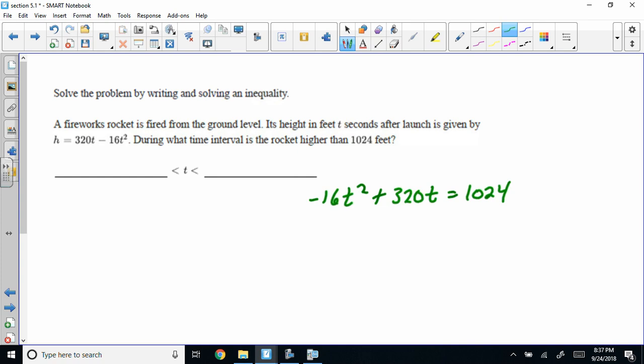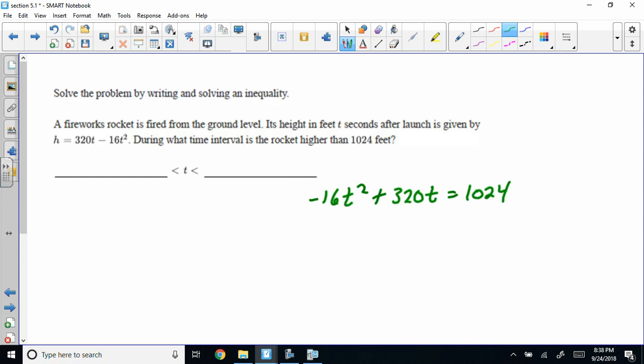1024 is not higher than 1024. But look at those inequalities. Those aren't equal to, are they? So if it's higher at 2 and 5, if I put 2 and 5 there, I'm good. If it's 1024 at 2 and 5, I'm good, because it's not equal to. It's greater than and less than, not greater than or equal to or less than or equal to. So if I put those designated points, I'm good, right?